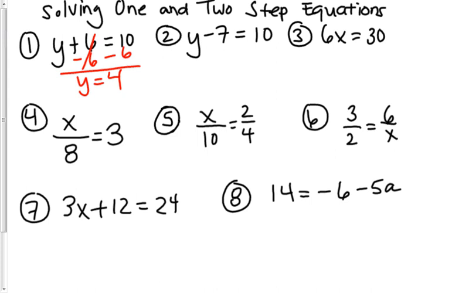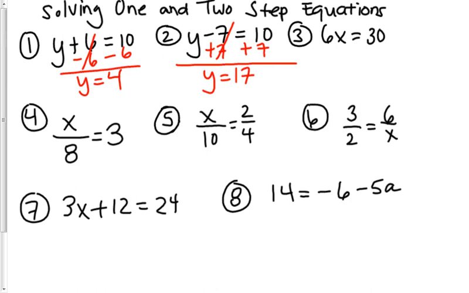Our next example, number 2, we have y minus 7 equals 10. So what number, when you subtract 7, will give you 10? So right now it's minus 7, so the opposite of minus 7 is add 7. So we add 7 to both sides. And minus 7 and plus 7, that will cancel out. And you'll have y equal to 10 plus 7, which is 17.